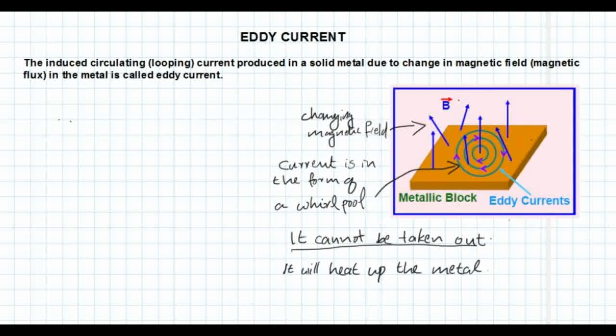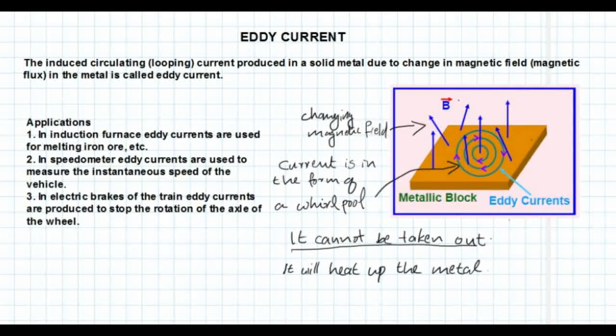Still we can find some applications for this eddy current, and the first one is induction. In an induction furnace, eddy currents are used for melting iron ore, etc. So you might be very familiar with the induction cooker or induction furnace that you are using in your home.